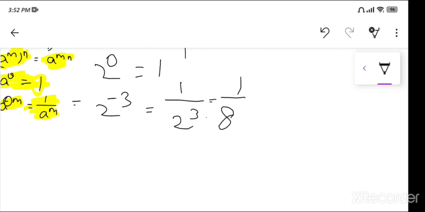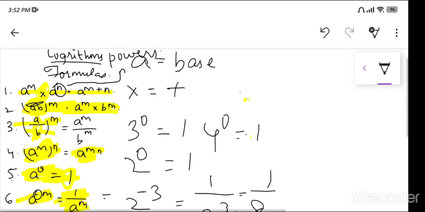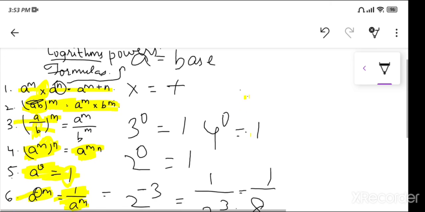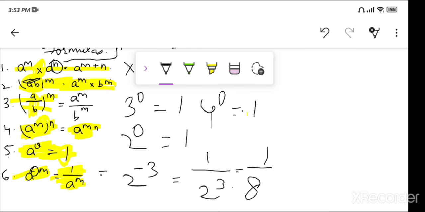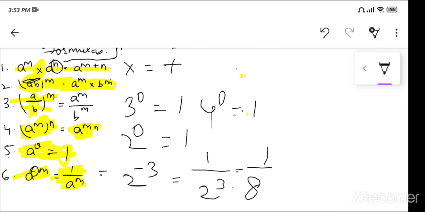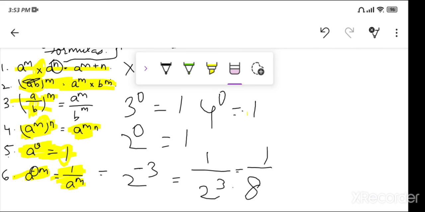It's really simple. If you get these formulas correct and become perfect in the 6 formulas, I can assure you, you can do any sum which will be given in these formulas. So we'll do a few of the sums with these formulas first.